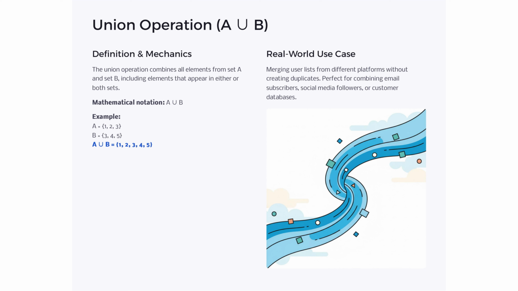The union operation, denoted as A ∪ B, merges all elements from sets A and B, ensuring no duplicates. For instance, if A equals {1, 2, 3}, and B equals {3, 4, 5}, then A ∪ B results in {1, 2, 3, 4, 5}. This is ideal for consolidating user lists across platforms, like email subscribers or social media followers.